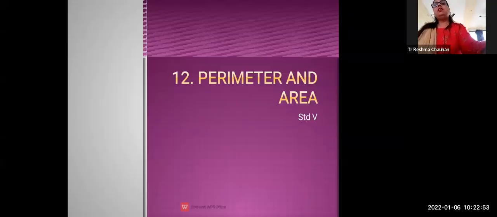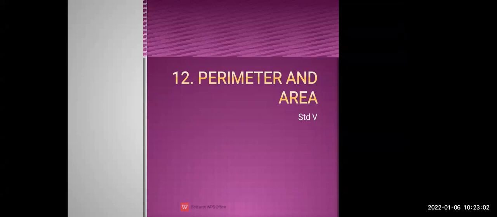Good morning, students. Today we'll start with a new chapter, that is perimeter and area. In this chapter, we are going to learn what we mean by perimeter. First, we are going to learn what we mean by perimeter, and then after I am going to explain how you are going to know what is area. But first, we are going to learn what is perimeter.